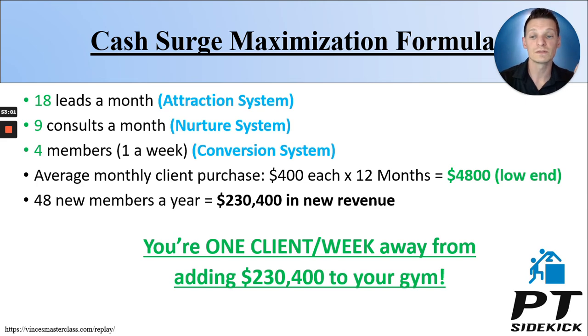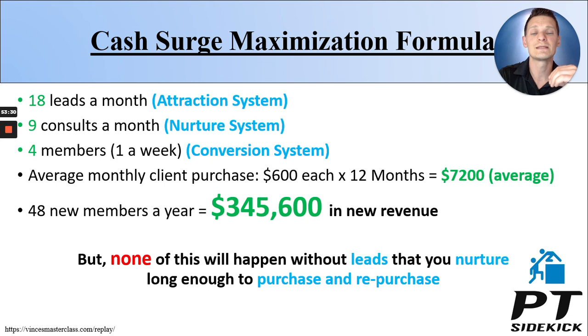So 48 times 4,800 is $230,400 in new revenue by gaining those 48 new members or just having 18 leads in per month. So you're only 1 client away a week from adding almost over $250,000 to your gym. Okay, so this is on the low end as well. So I did 2 different examples. So this is low end, and this is the average side.